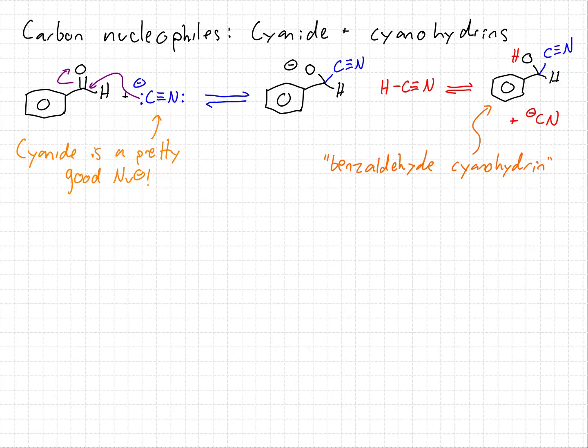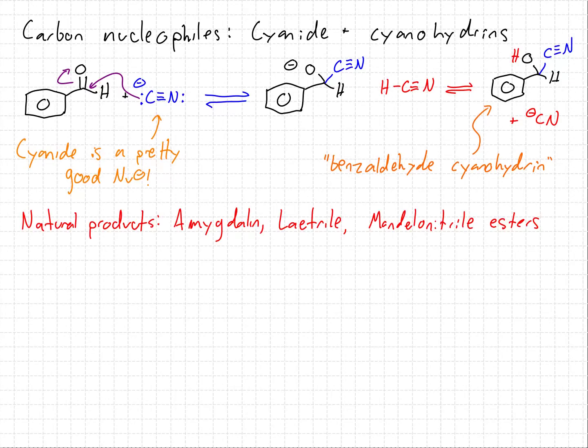There are some natural products that are cyanohydrins, so there's many natural things that generate cyanide for defense or safety in one way or another. Three of these substances are amygdalin, laetrile, and mandelonitrile esters. So this compound here is amygdalin. You can see the cyanohydrin that's had a sugar molecule kind of grafted onto it. Amygdalin is found in apricot pits and apple seeds.